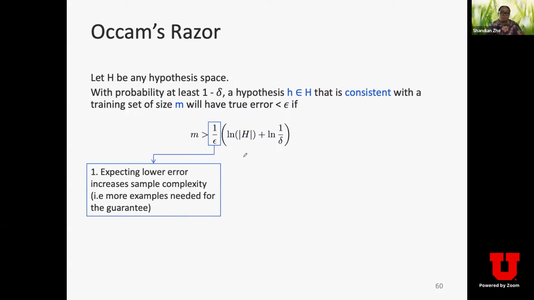So first, if you want to expect a lower generalization error, say, if you want to decrease epsilon, what will happen? You're going to increase the whole sample complexity bound. That means if you want to lower generalization error, you have to use more training examples. This is very reasonable. No pain, no gain. If you want to get better performance, of course, you need more training data.